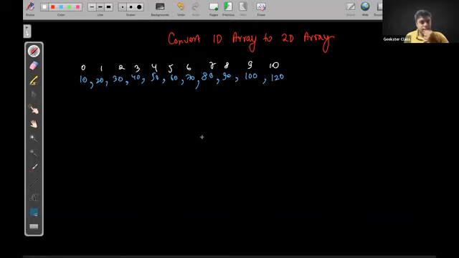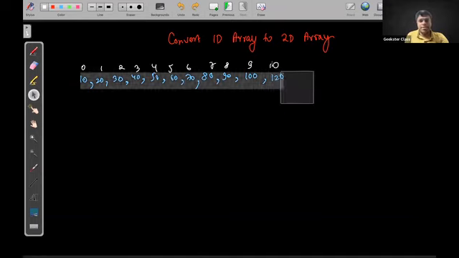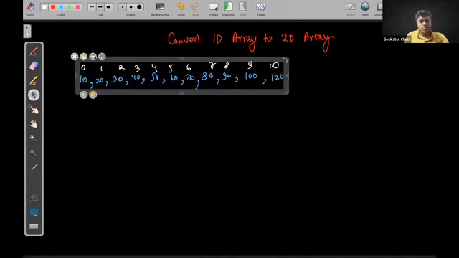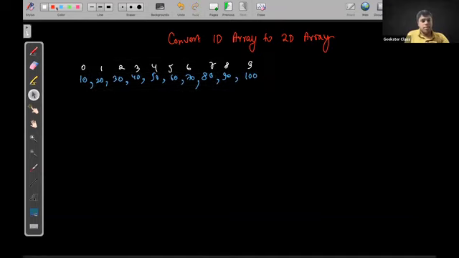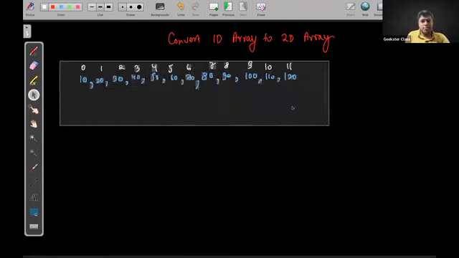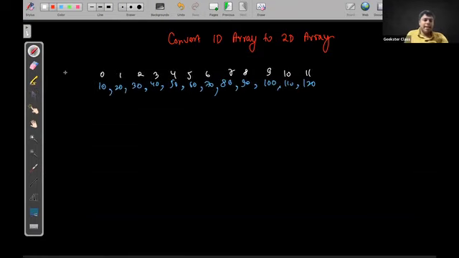Have I missed any element? I guess I have missed 110. So there will be 110, there will be 120. This is the 10th index, this is the 11th index. So there will be 12 elements in the 1D array.